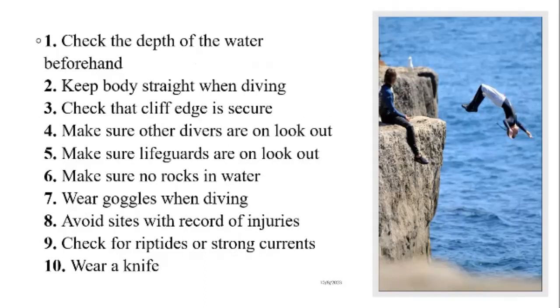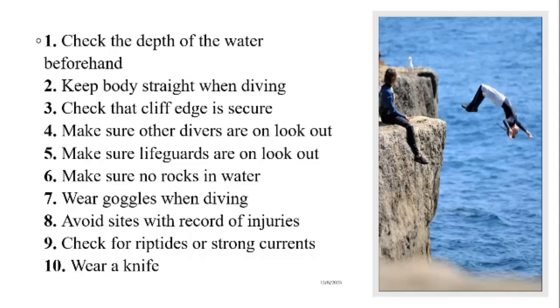You have to keep your body straight when diving. You have to check that the cliff edge is secure. You have to wear a knife. You have to check for riptides, and so on. Wear goggles when diving, and so on. So you've been able to identify 10 relevant points. You have the stem point. Now, how do you pair up the points? Are you mandated, are you under any obligation to follow the progression the way the points are expressed in the text? No. Rather, you are meant to pair them up.